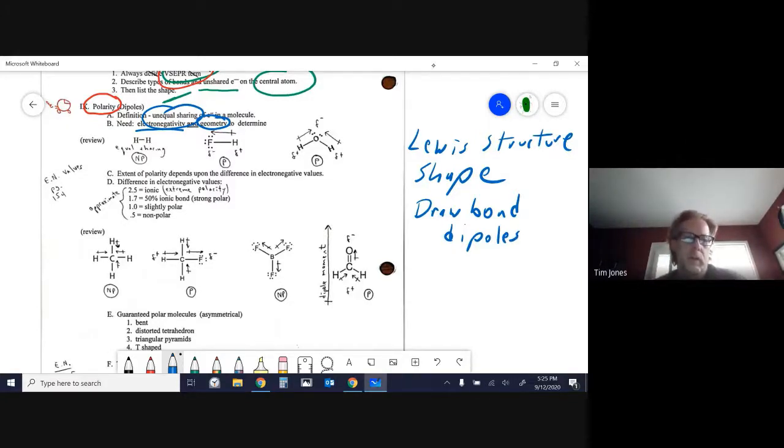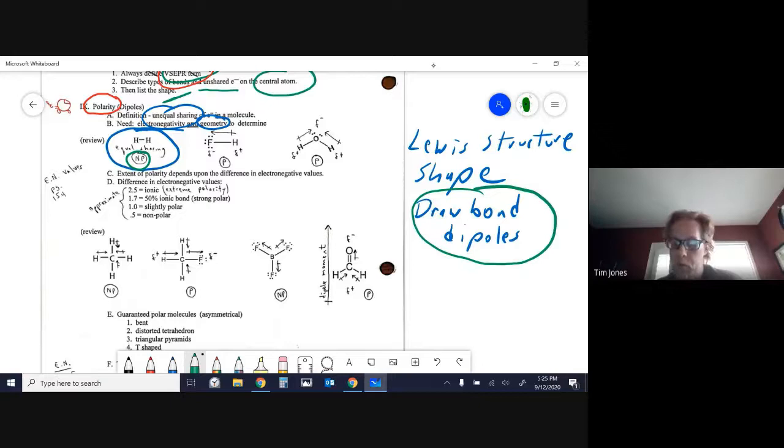So if we look at these examples, we'll start with this one. 2 hydrogen atoms, they're going to share evenly. Neither of them has a higher electronegativity, so there's no bond dipole to draw, and thus this must be a nonpolar molecule because they're sharing equally. There are no poles, and it's that simple. It's called polar if it has poles, a positive pole and a negative pole.